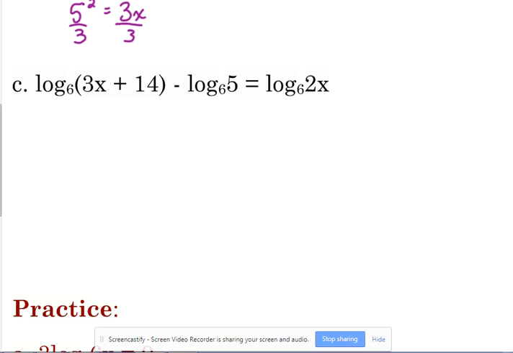So which property are we going to use? What do we do with 3x plus 14 and 5? What do we do with that? Divide.